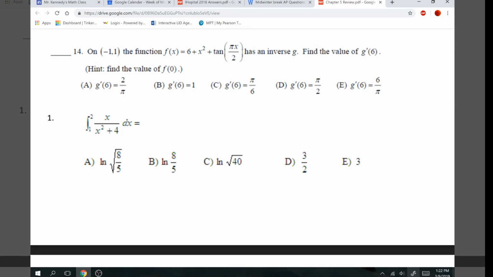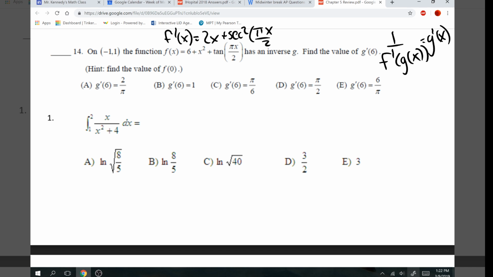So 14 is an inverse function question. And if you're super good at inverse functions, you know 1 over f prime of g of x equals g prime of x, where g is the inverse function. So all we have to do is find f prime. And they give us f. So f prime of x equals 2x plus secant squared pi x over 2 times pi over 2 for the chain rule.